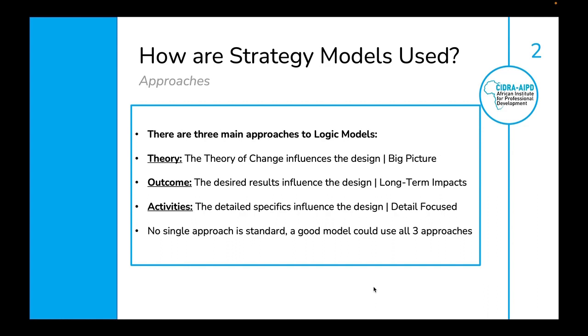As opposed to the activities, where you're looking at the detailed specifics that influence the design of the strategy model the most. You're looking at detailed focused designs. You're looking at the actions from a really detailed level instead of high level big picture thinking. So no single approach is standard, but a good model could use all three approaches. It doesn't necessarily have to, especially if it's a very large issue. But the best models are the most specific from what I've found.